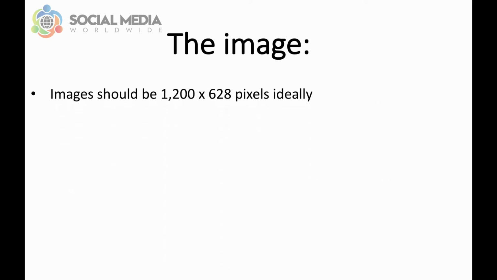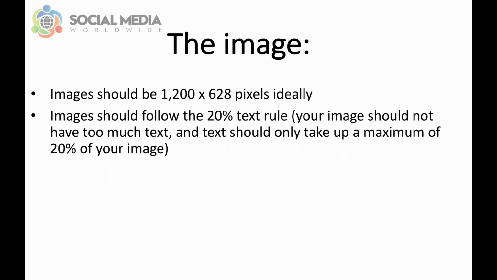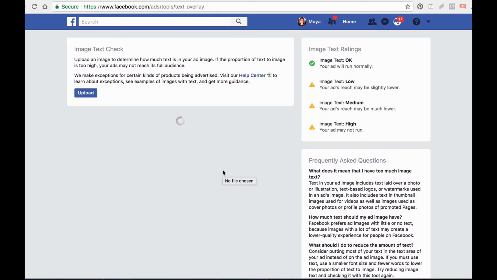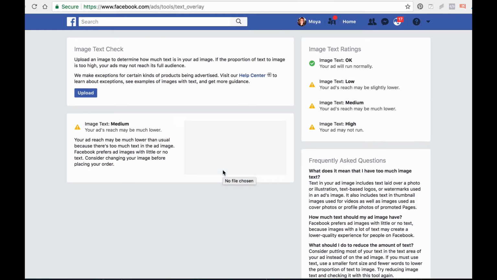In terms of the image for your ad, remember that images should be 1200 by 628 pixels, ideally, and images should follow the 20% text rule. What this means is that your image should not have too much text, and text should only take up a maximum of 20% of your image. To make sure your image follows this rule, upload your picture on facebook.com/ads/tools/text overlay. When you do, a message will appear letting you know whether you can use your image or not.